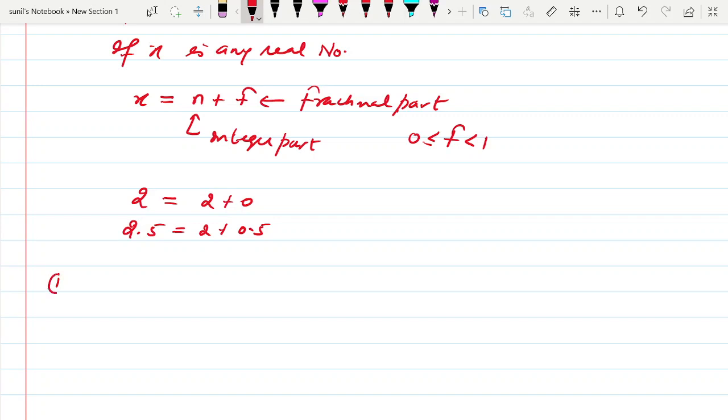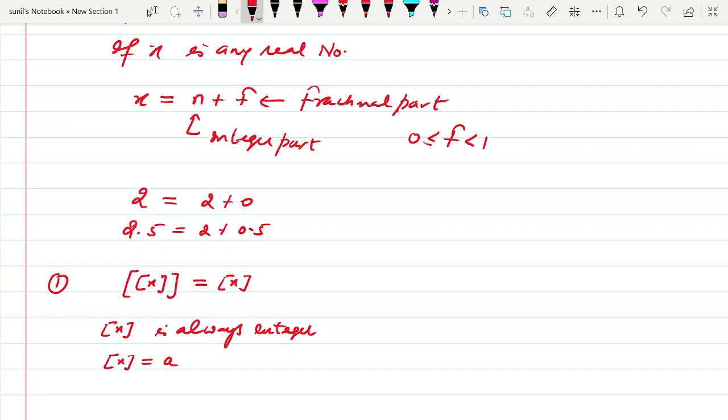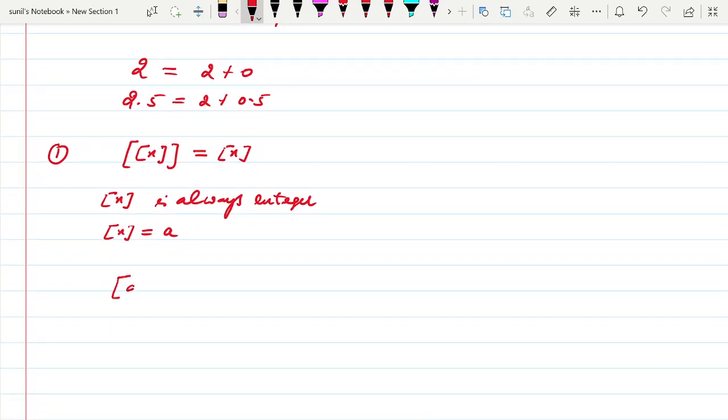Okay. Now based on this we have some properties. Number 1: suppose I ask you what is bracket x of bracket x? Obviously it is bracket x. The reason is very specific, because bracket x is always an integer. So it will take some integral value, say a. So what is bracket a of a? That is a, which is nothing but bracket x.